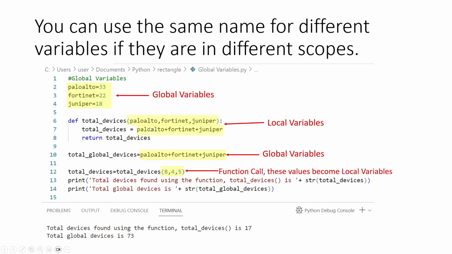Here's another example of local. You can use the same name for different variables if they are in different scopes. So here I've got these same values, and I'm using these values globally, and I'm using these locally. These are different instances of those values.